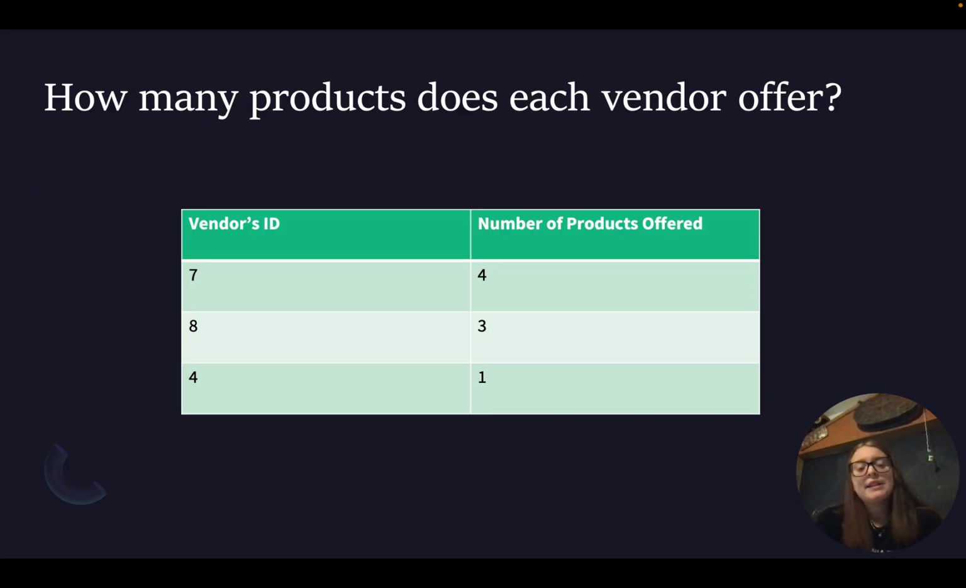And then the last finding is, how many products does each vendor offer? I decided to pick the same 3 vendors, and vendor 7 is the one that has the highest number of products offered, and vendor 4 is the one with the least.